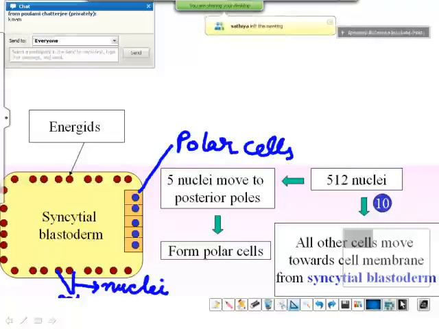What is blastoderm? Tell me, what do you understand by ectoderm? It's the outermost layer. Okay, a germ layer. It's a kind of outermost germ layer. So blastoderm, germ layer, blasto.